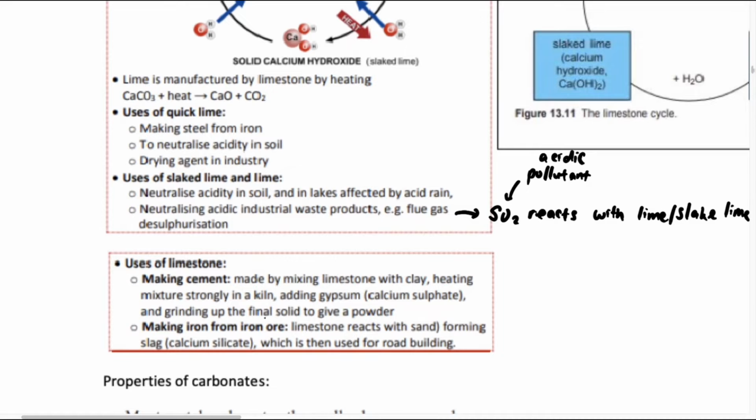Okay, making iron from iron ore. Limestone reacts with sand, forming slag, calcium silicate. So this one is the one that we discussed just now, the one that we searched for. The limestone will change into quicklime first. The quicklime will react with the silica to form calcium silicate, which is then used for road building. So you get the slag, and we use the slag for road building.